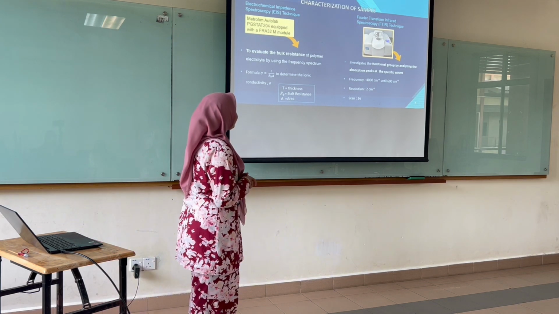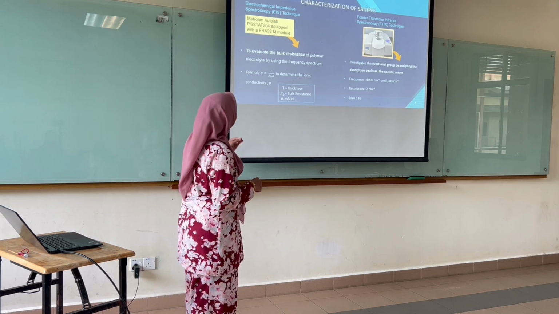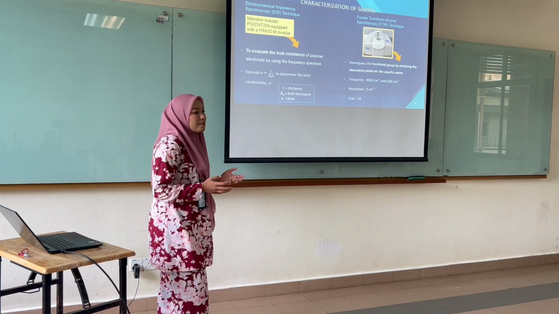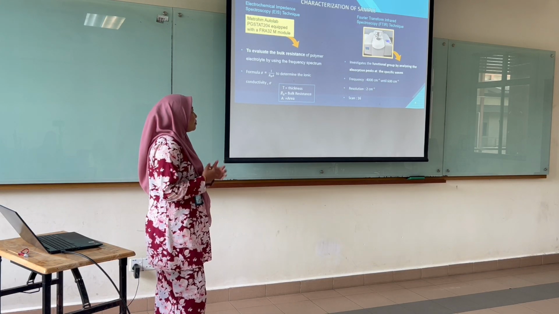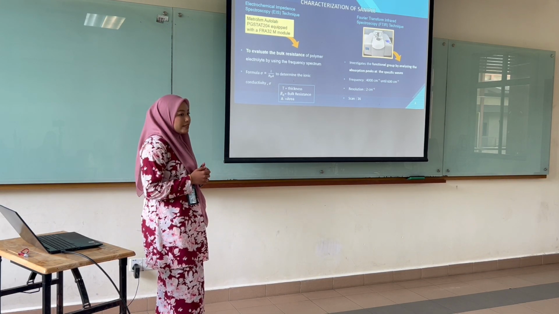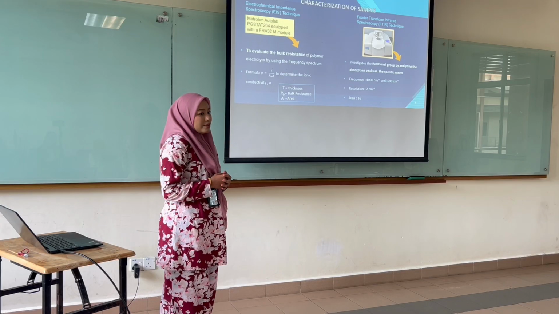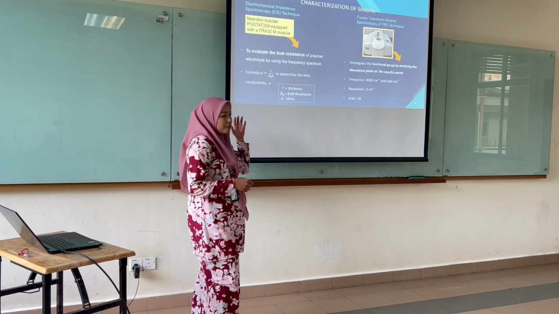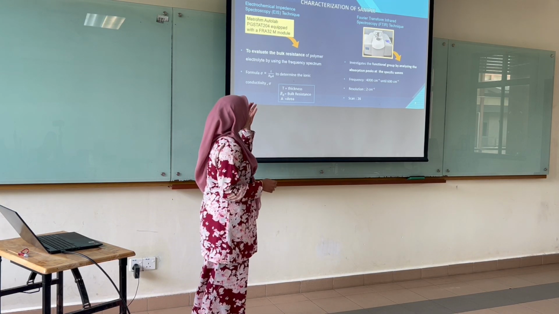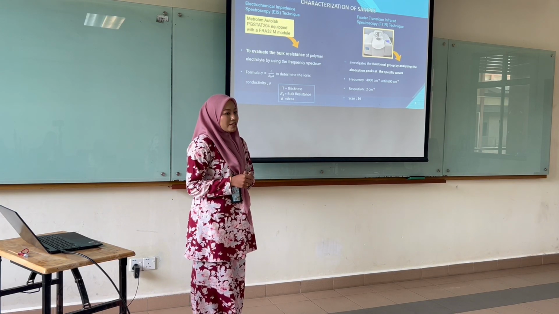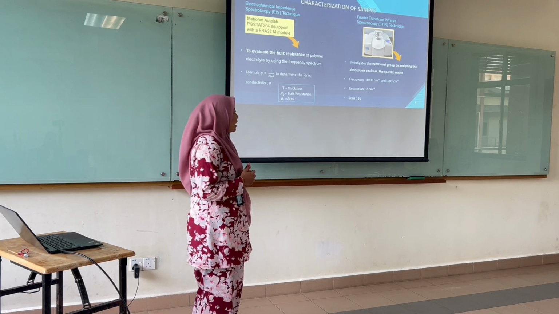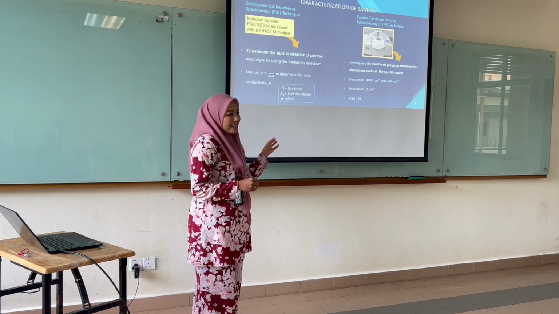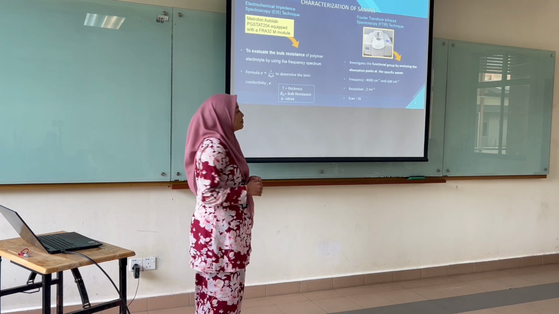Here is the characterization of the samples. Firstly, the electrochemical impedance spectroscopy (EIS) technique was used to determine the bulk resistance of the polymer electrolyte by using the frequency spectrum. From the measured bulk resistance, we can identify the ionic conductivity by using this formula. From the formula, we know that the ionic conductivity is inversely proportional to the bulk resistance, so a lower bulk resistance gives a higher ionic conductivity.